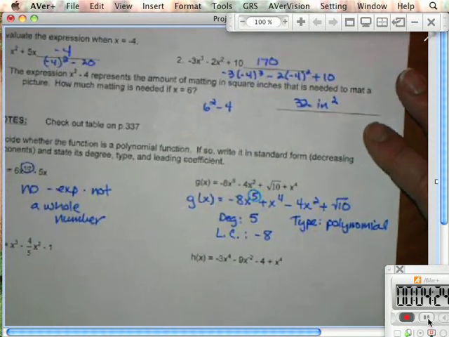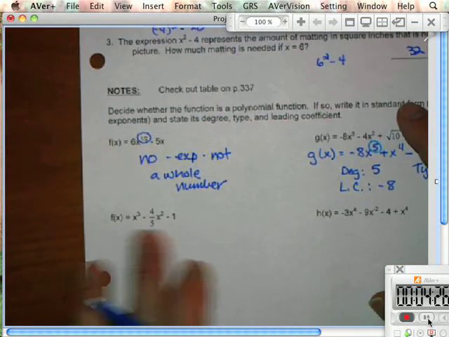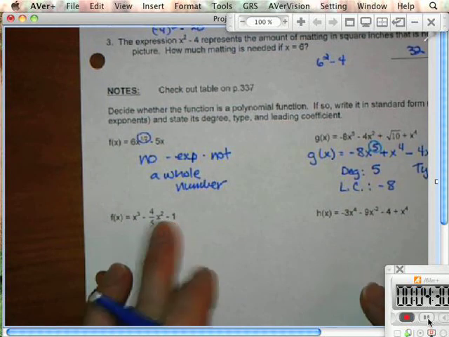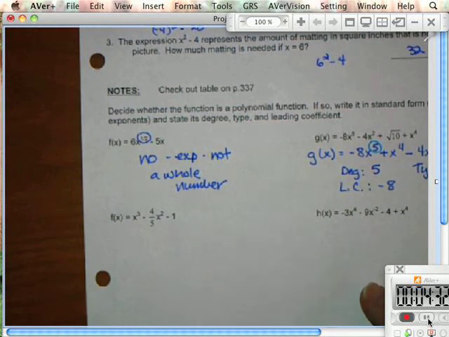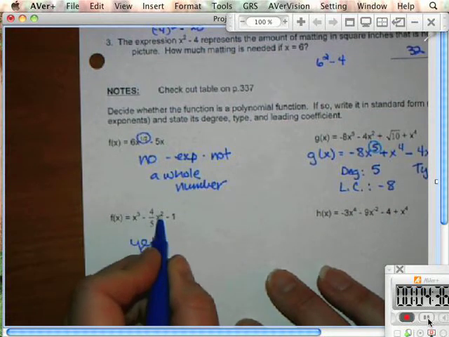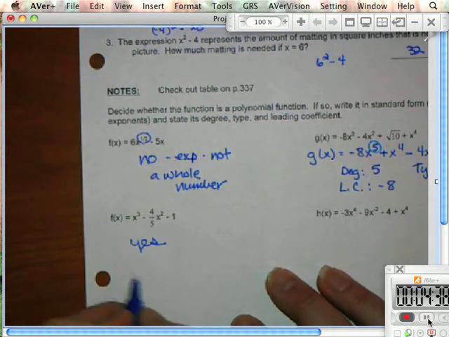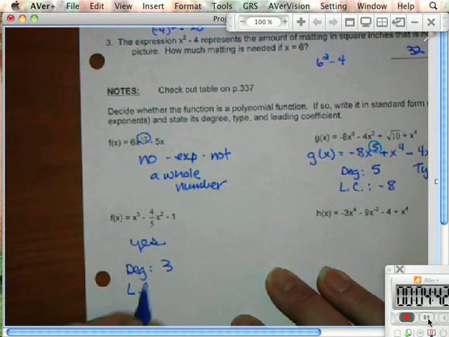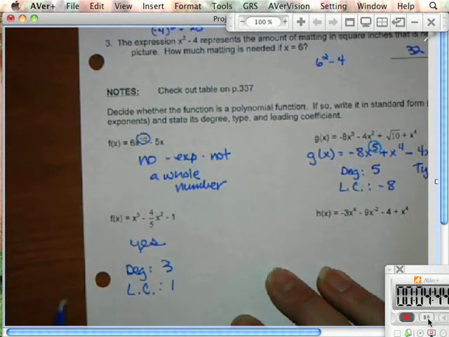Alrighty? So let's look here. This is also a polynomial. The exponents are positive whole numbers. The coefficients are real numbers. So yes. It's in standard form already, decreasing exponents. It has a degree of 3, a leading coefficient of 1, and since the degree is 3, it's cubic.